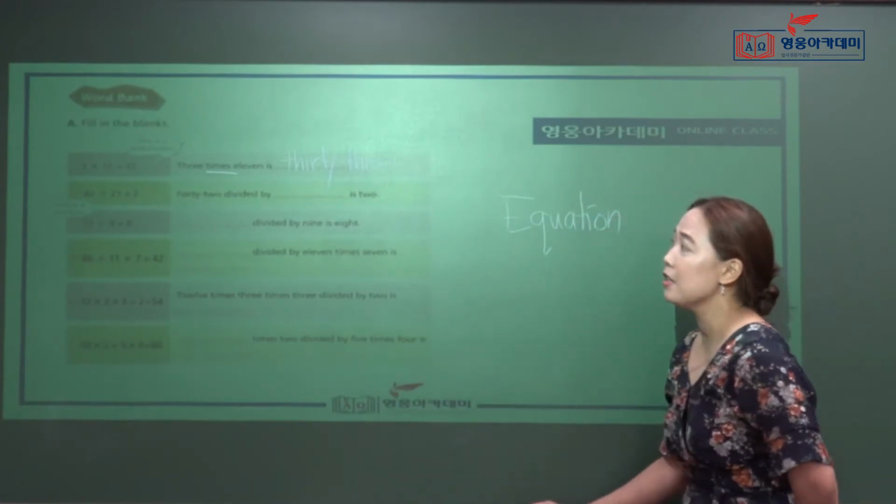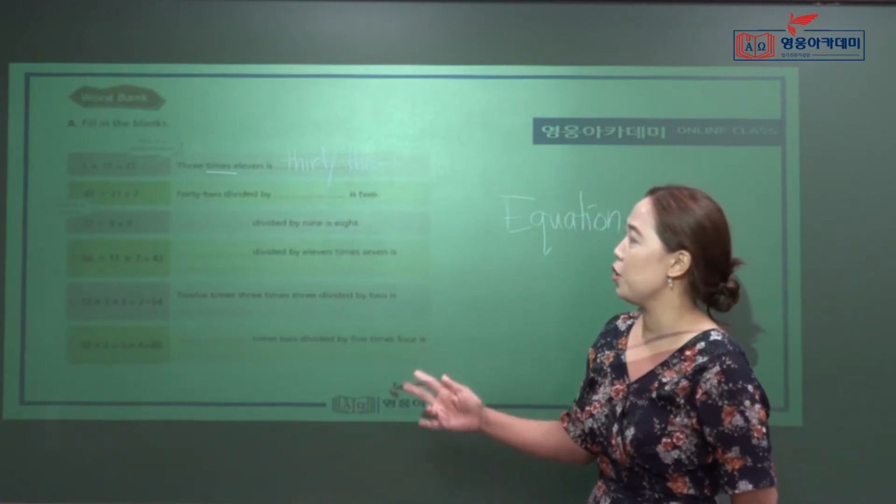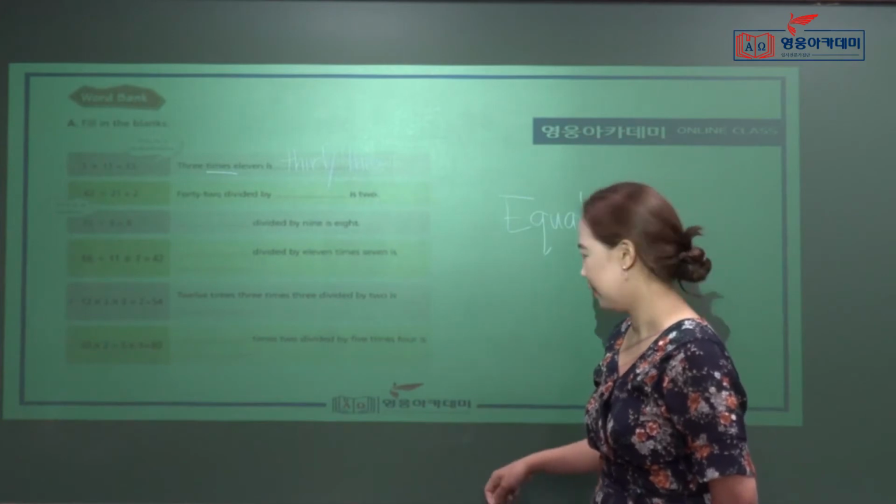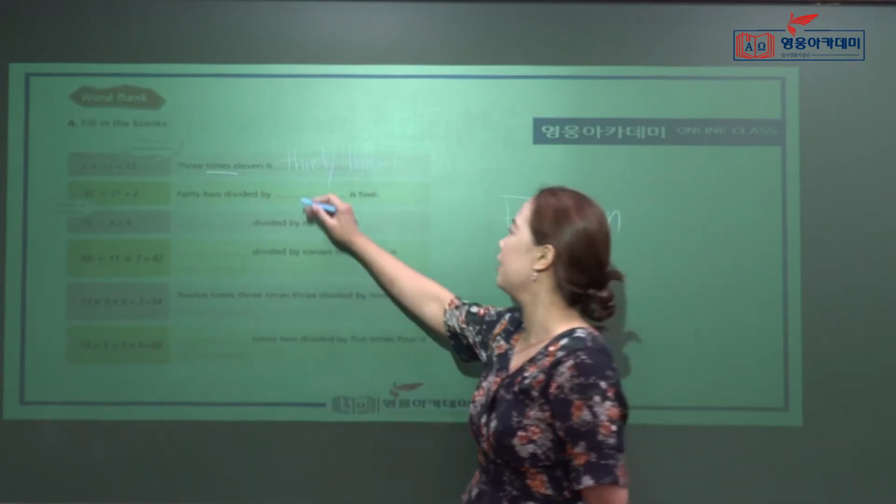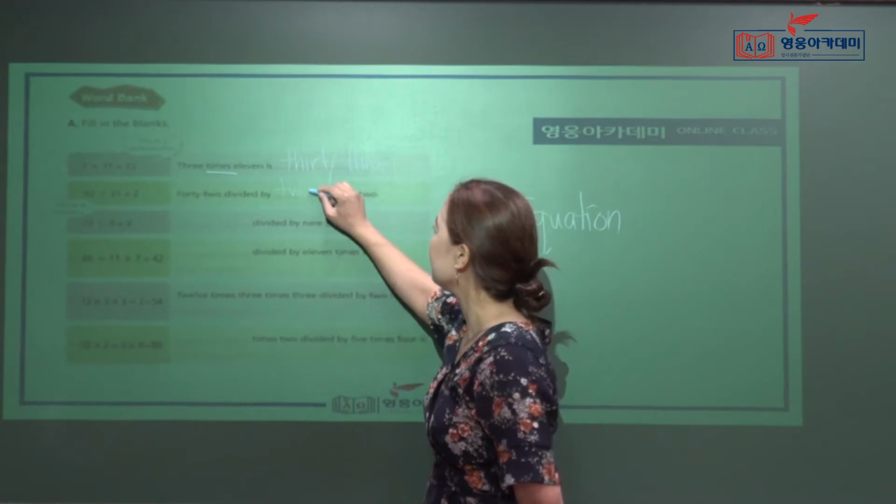All right, next number, 42 divided by, that is right, 21. Check your spelling, guys.